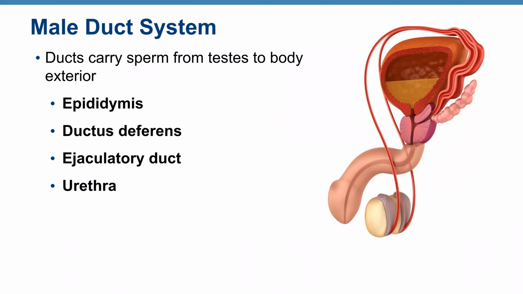Male duct system. The duct carries sperm from the testis to the body exterior, right? So we make sperm inside the seminiferous tubules of the testis, and we have these duct systems that allow us to carry sperm to the exterior. And the duct system includes the epididymis, ductus deferens, ejaculatory duct, and urethra.